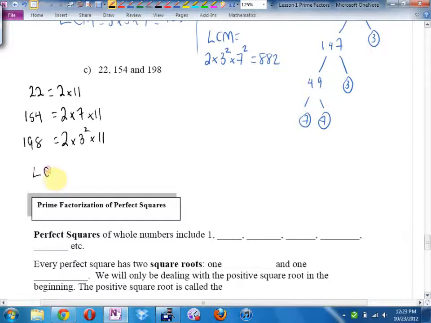The least common multiple is... Have I got a 2 showing up anywhere? Yeah. How many 2s am I going to need? 1. Have I got a 3 showing up anywhere? Yep. How many 3s am I going to need? Well, there's a 3 squared, so I'm going to need 2. Is there a 5 in anything? Nope. Oh, there's a 7, yeah. And there's an 11. How many 11s do I need? Just 1. That's the biggest exponent. It's going to be 2 times 3 squared times 7 times 11.